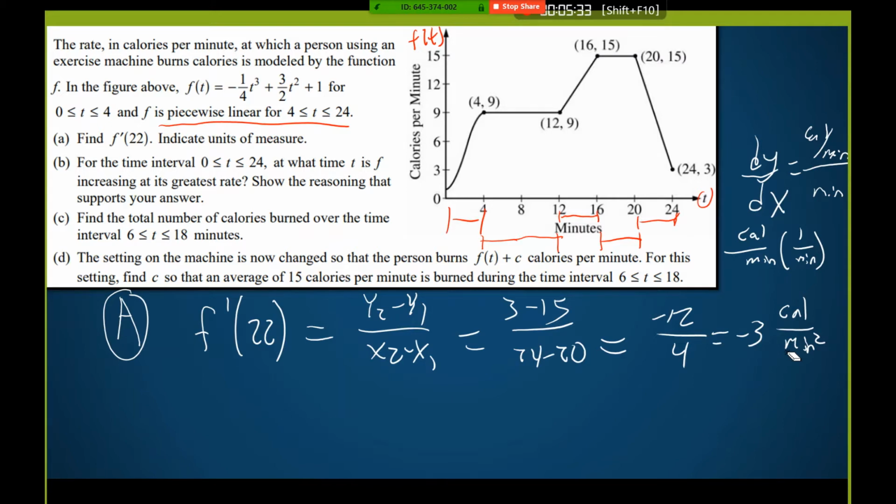And every time that I'm deriving, I'll divide the units of y by the units of x. Anytime that you are integrating, you'll end up multiplying the units of y times the units of x. So if we integrate f right now, then my units would be minutes. If I derive f right now, our units will be calories per minute squared. And if we just plug in a value, then we'll be calories per minute. Any questions on part A, units?